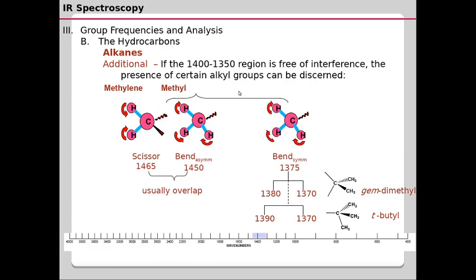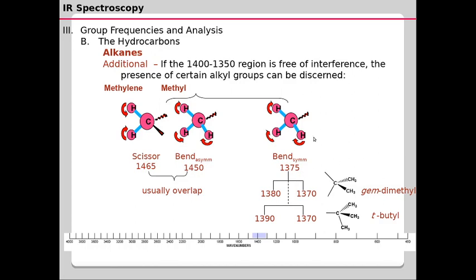But one of the good things about the vibrations of the methyl group is that the symmetric bending of the methyl group usually gives a peak a little bit further away from these vibrational frequencies. The peak corresponding to the symmetric bending vibration usually shows up at around 1375 centimeter inverse.